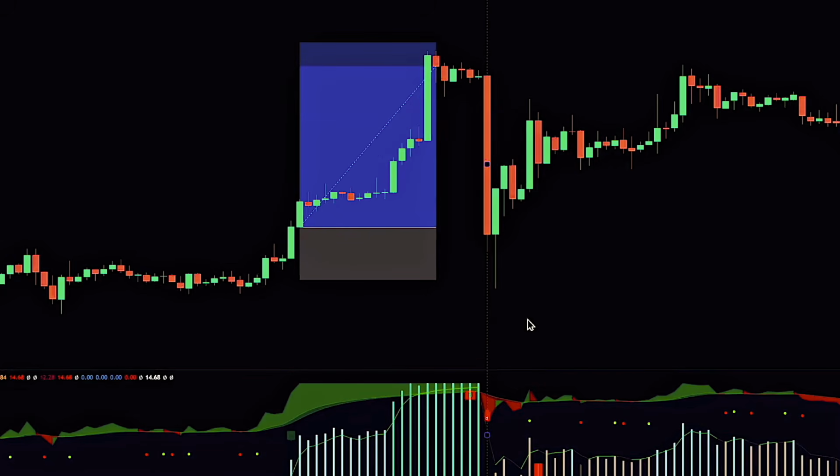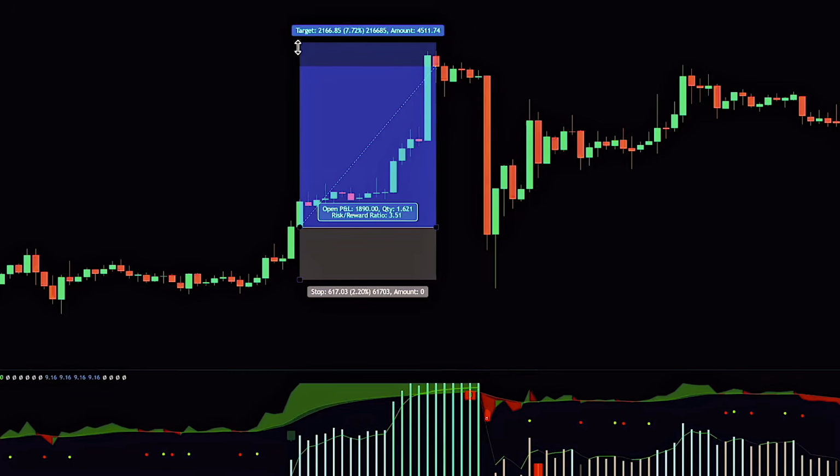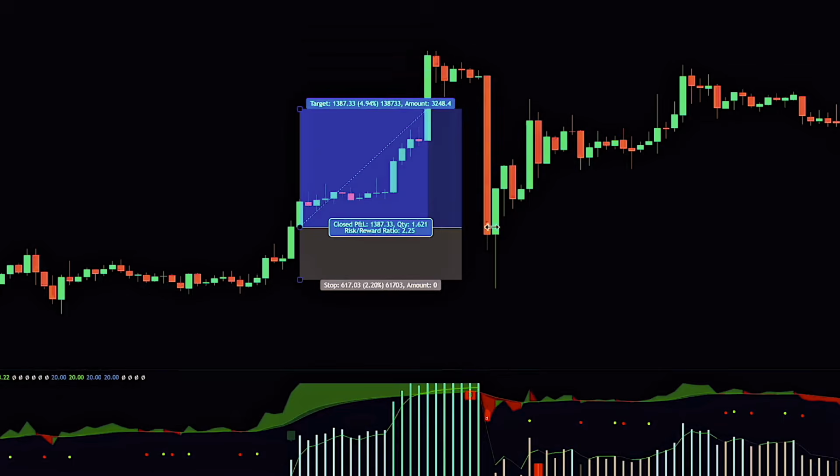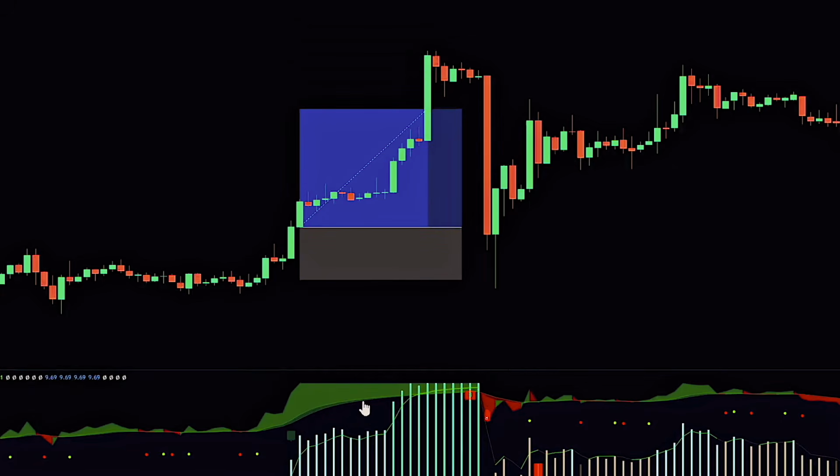And finally, the red bars. Of course, these are dump candles. Sharp drops usually caused by institutions cashing out. When you see this, it's time to exit fast to avoid major losses.